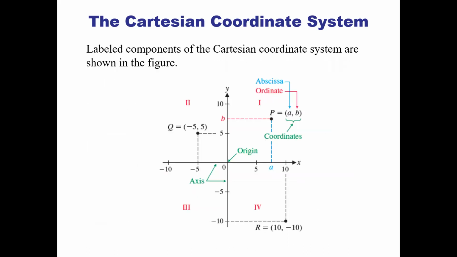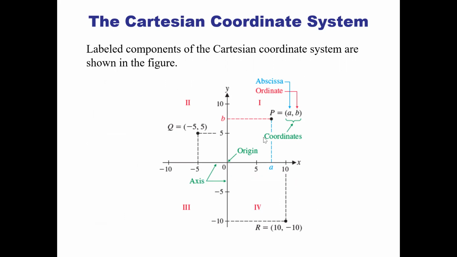The coordinate axes divide the plane into four parts called quadrants, which are numbered counterclockwise using Roman numerals from 1 to 4, starting with the upper right quadrant. So, if we look over here, this would be 1, this would be 2, this would be 3, this would be 4. Here's our horizontal axis, which is the x-axis, our vertical axis, which is the y-axis. Here's our origin, which would be 0, 0.